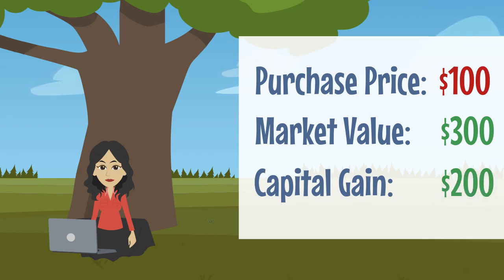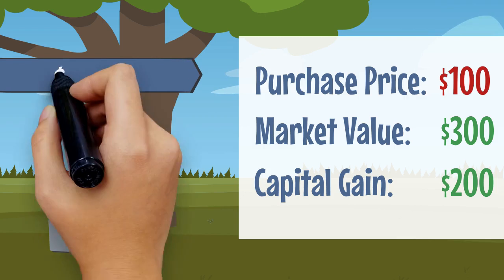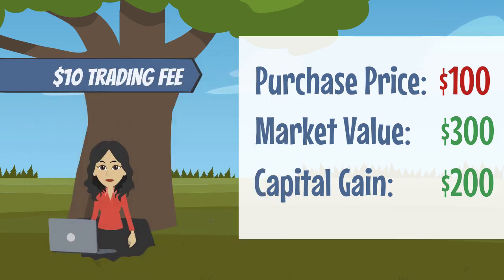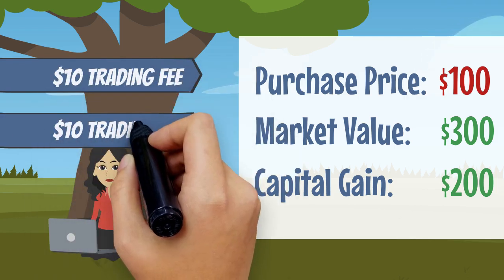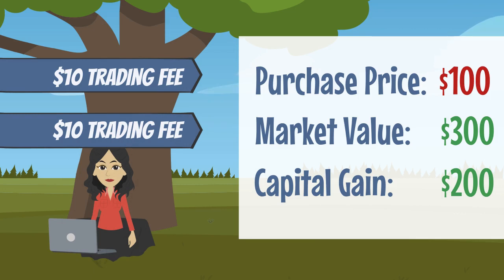However, when you purchased the stock, you had to pay a transaction fee of $10 in order to buy it. On top of that, you paid another $10 in fees again when you eventually sold it. So in total, your fees to buy and sell that stock are $20.